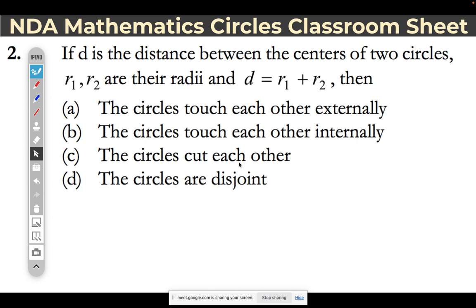Sir, A. A is what the circles touch each other externally, is it? Correct. So when D is equal to R1 plus R2, it is external touch. For internal touch, what happens, beta? D is equal to R1 minus R2. Yes or no? Yes, sir. Right?